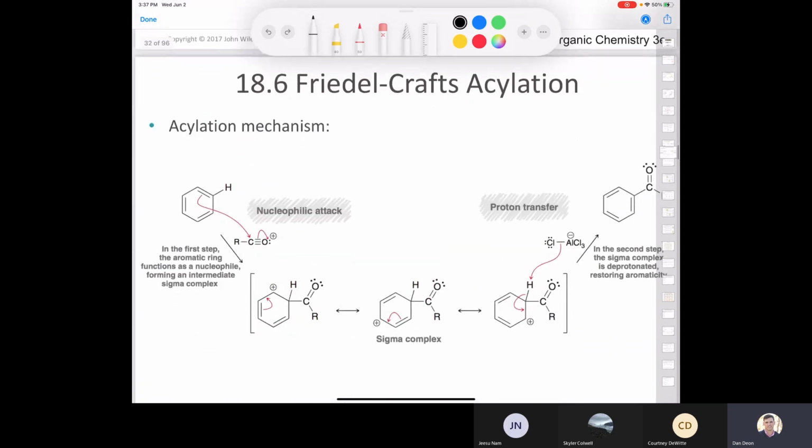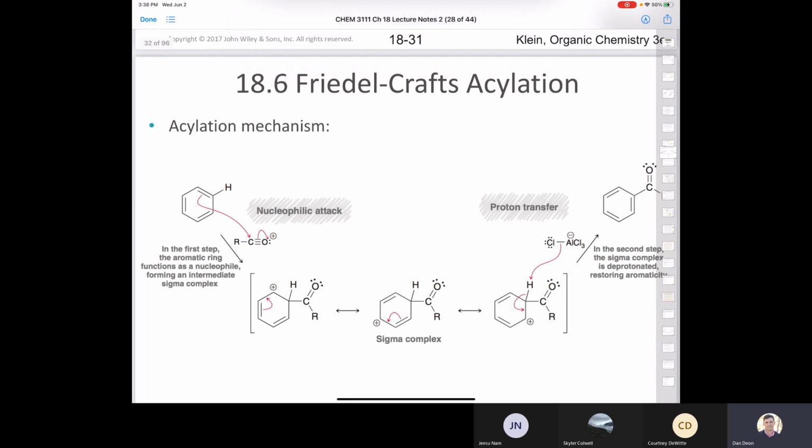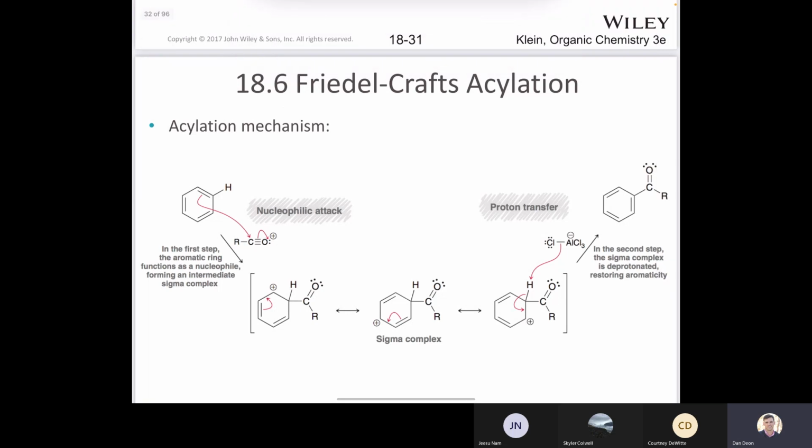So what does the reaction look like, the acylation mechanism? What do you think? First step, nucleophilic attack. Second step, after the nucleophilic attack, you form the sigma complex, and then there's a proton transfer at the end in order to install the acyl group, which is over here on the far right. Remember, the reason why the proton transfer occurs is that we restore aromaticity, right? We regenerate our aromatic ring, and that is one of the driving forces for the reaction.